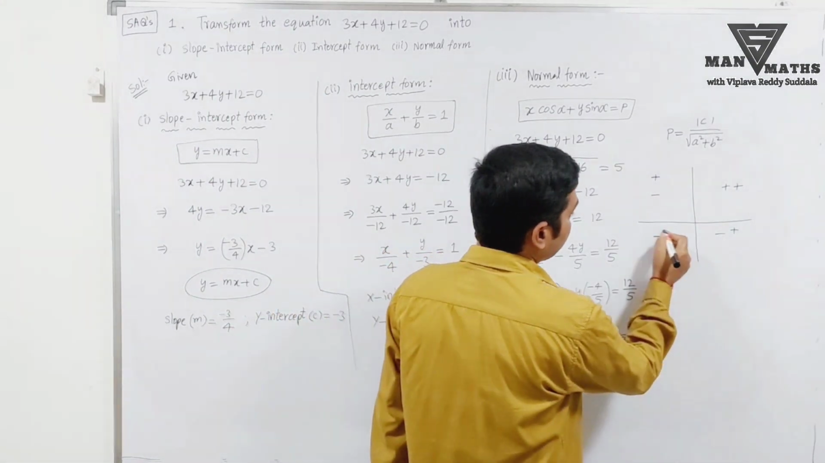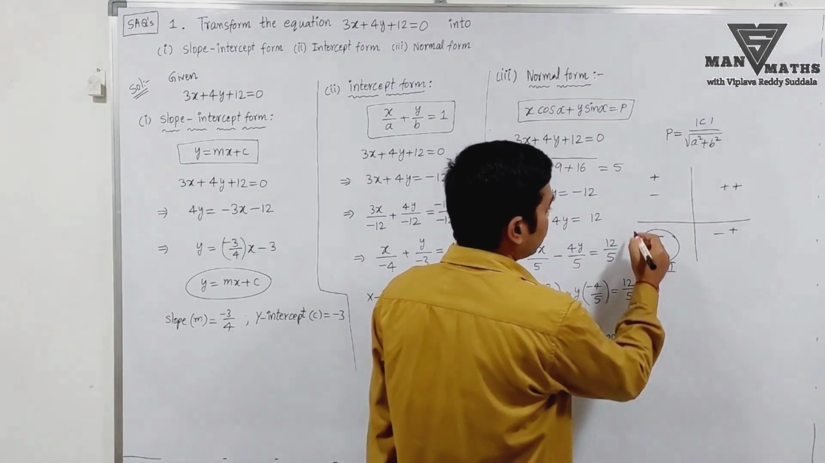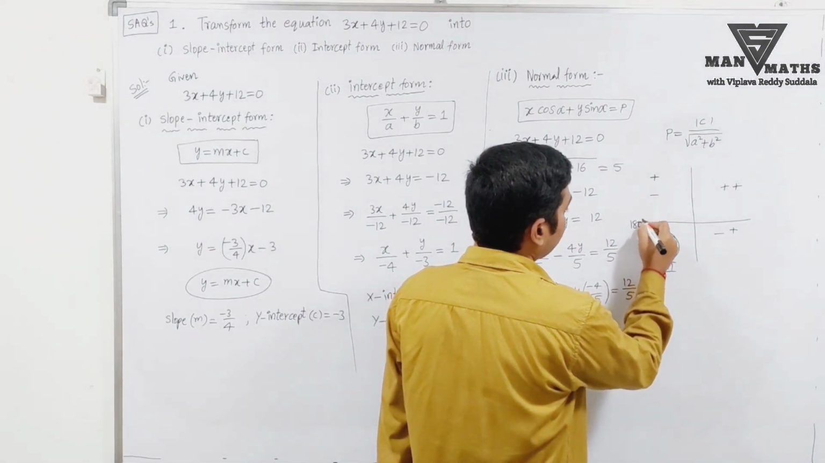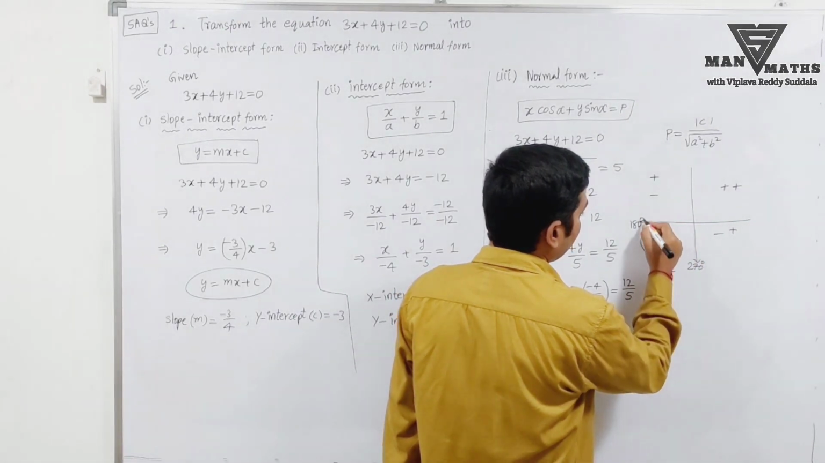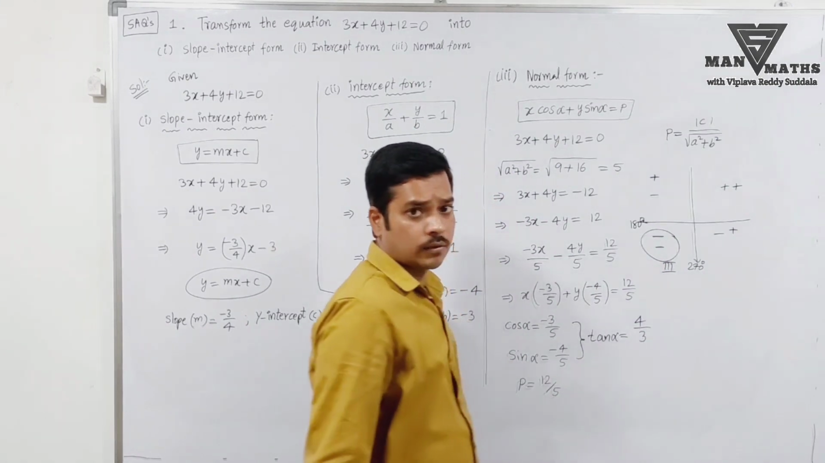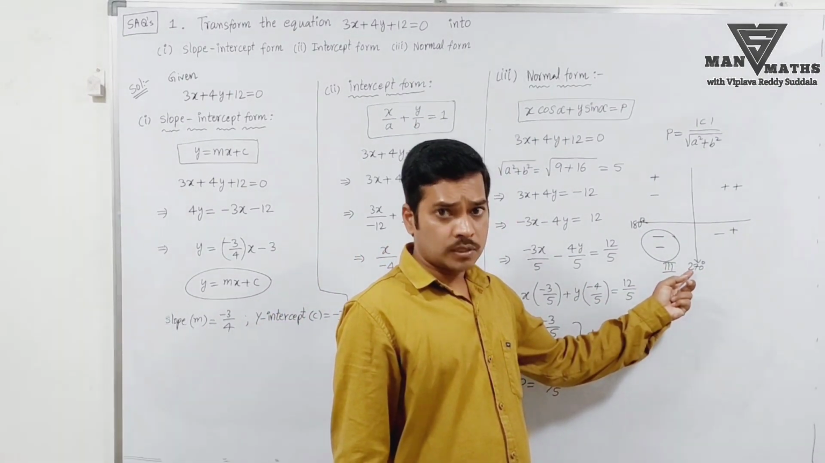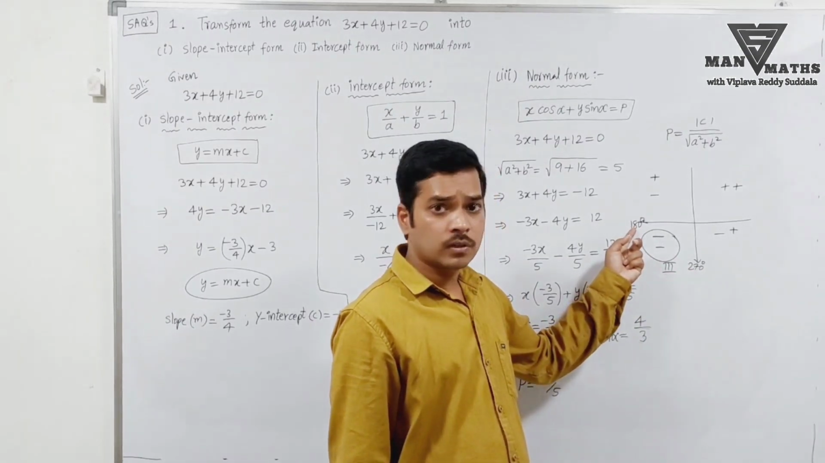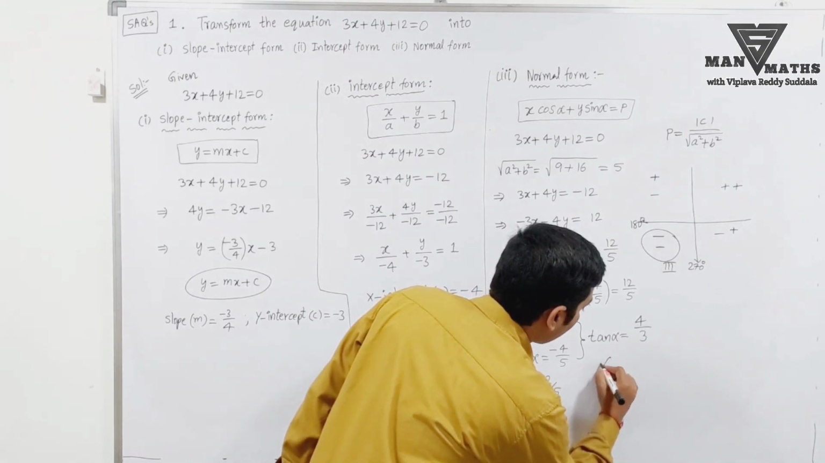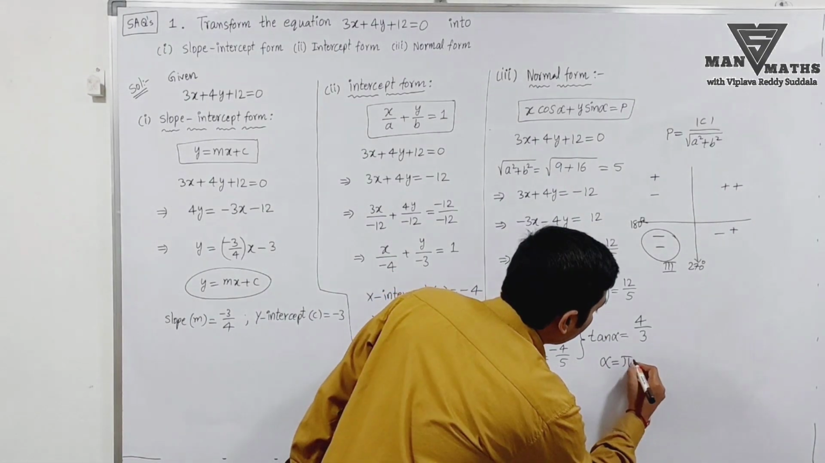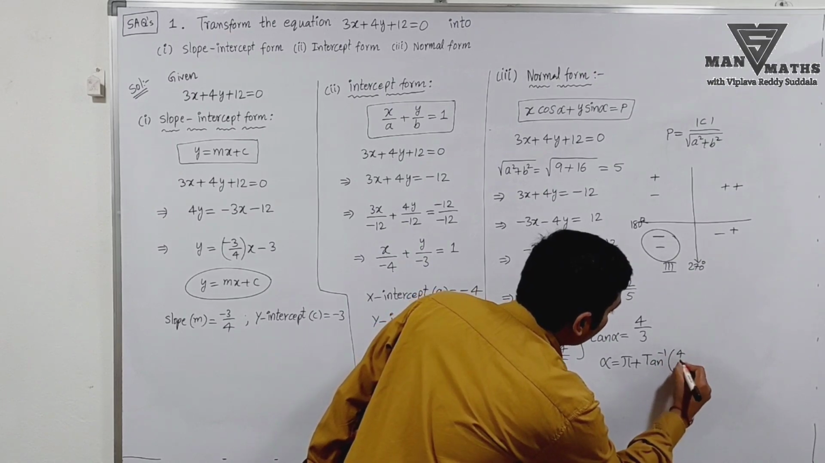means the third quadrant, which lies between 180 degrees and 270 degrees. What is the starting value of the third quadrant? 180 degrees. So from this equation, alpha is equal to pi plus tan inverse of 4 by 3.